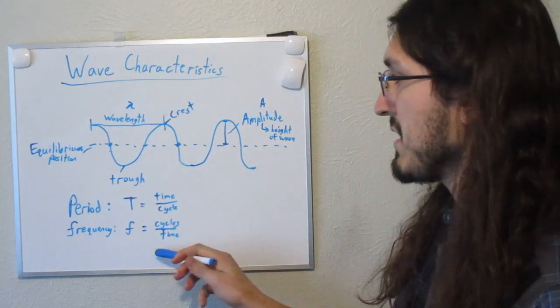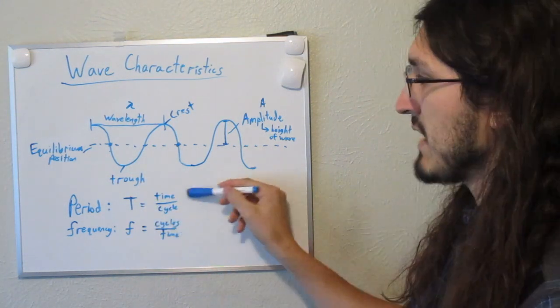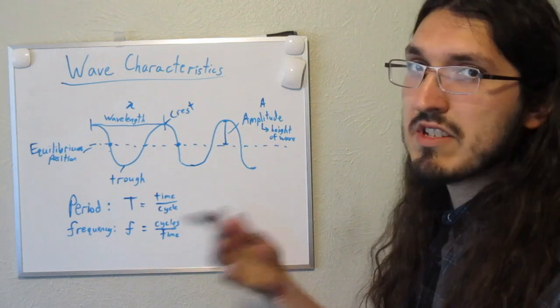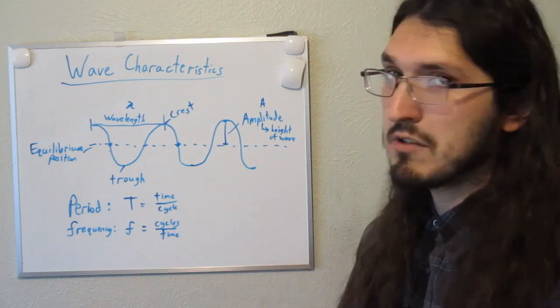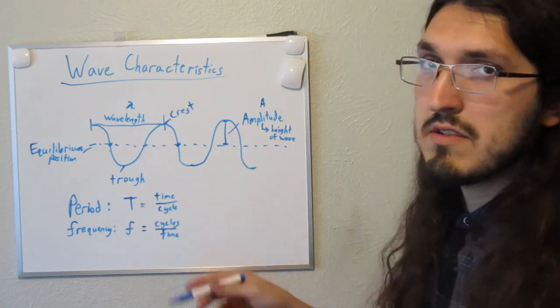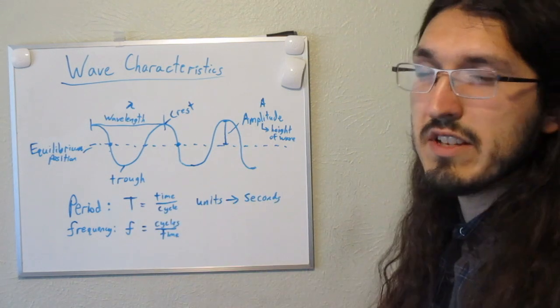Frequency is pretty much the inverse of period. Time and the number of cycles are split. Period is how much time it takes for one cycle to pass, and frequency is how many cycles pass in 1 second. So for period, we just use seconds as the unit. For frequency, there's a unit called hertz.